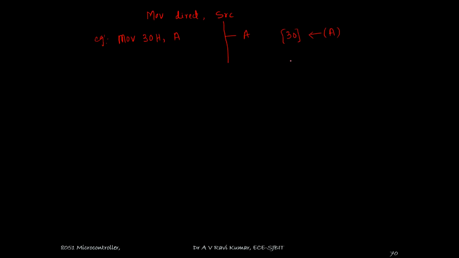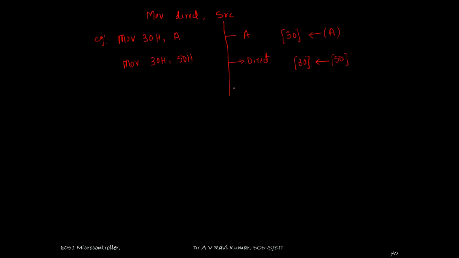Okay, this is also possible. Next we have direct. MOV 30H, 50H. We can take any address from the RAM area, the scratchpad area, wherever we have. So here the content of the RAM address 50H is transferred into the other memory location 30H. So direct to direct is possible.